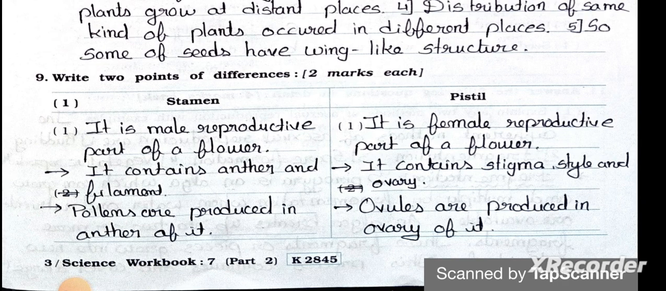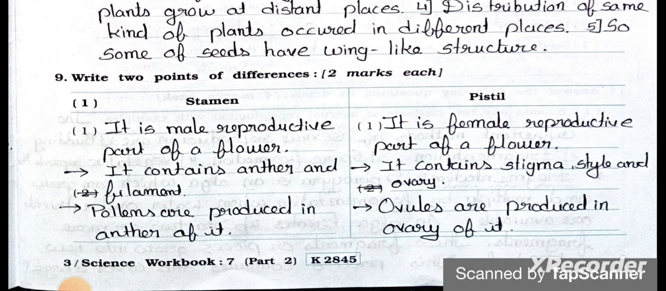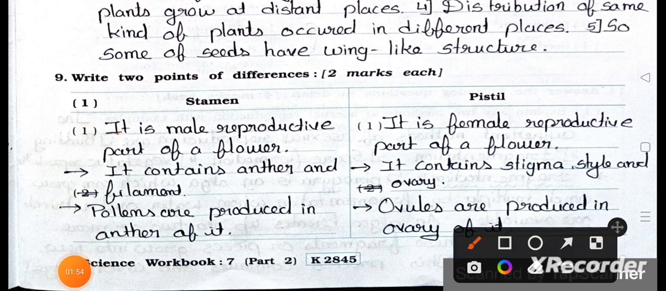Now see question number 9. Write 2 points of difference, 2 marks each. Difference between stamen and pistil. Answer is, stamen is the male reproductive part of a flower and pistil is the female reproductive part of a flower.